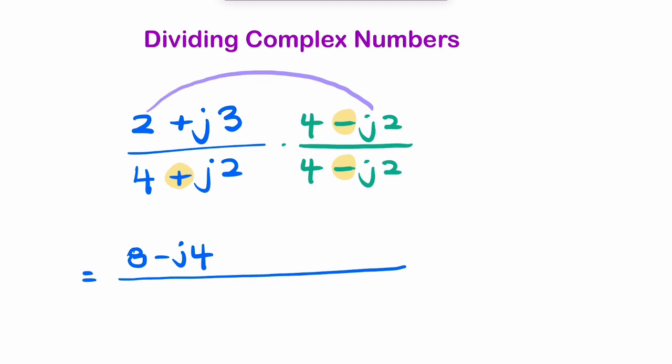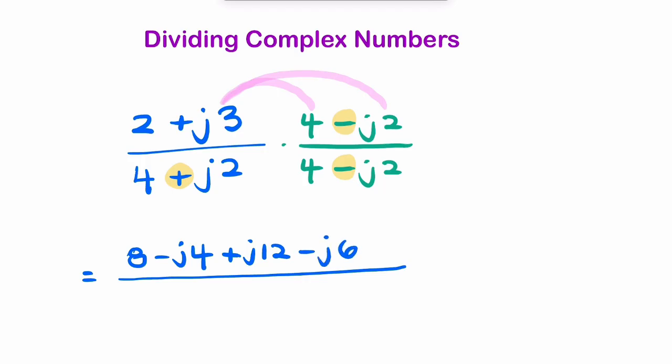Then you repeat that process, but you do it for the second term. So the j3 times 4 and the j3 times negative j2. So j3 multiplied by 4 is simply j12, and then j3 times negative j2 gives you negative j squared 6. Why j squared? Because we're multiplying j by j. Now, that's the numerator.